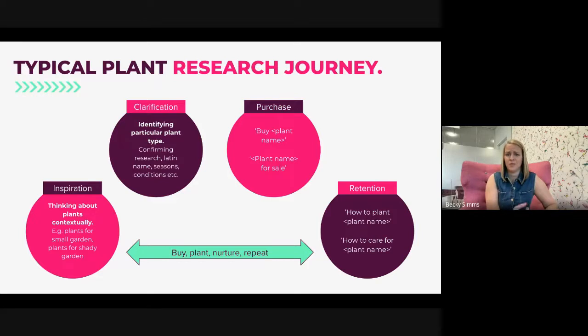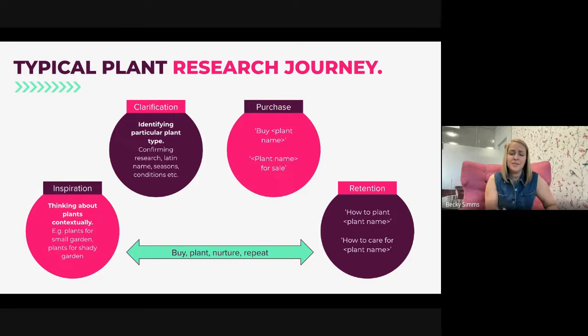We then go on to this clarification stage. So that research will have probably thrown up some names of types of plants. It might be the Latin name. We might want to start asking about seasons to make sure that we're planting it at the right time, or conditions, etc. So we're a bit more specific now around the type of plant because we've managed to get a better brief ourselves. And then, plant research is amazing. When they want to purchase, there's two ways that most of the time they search: buy plant name, or plant name for sale. Isn't that the dream, to be able to know that that's all you need? But at this point, we know that they're ready to buy. So this is where we can really optimize and get them to the right page, ready to purchase.